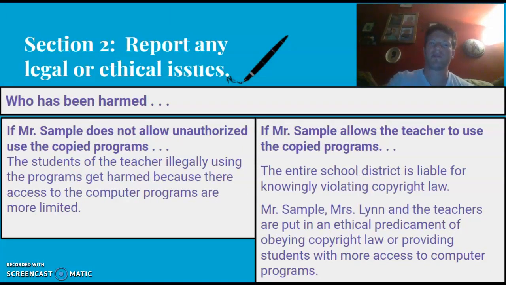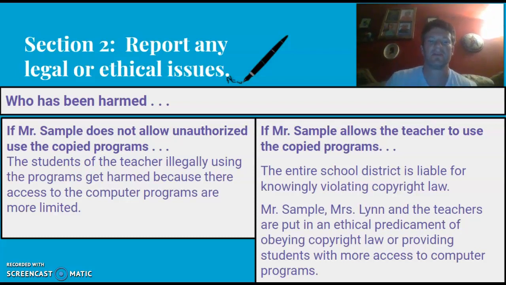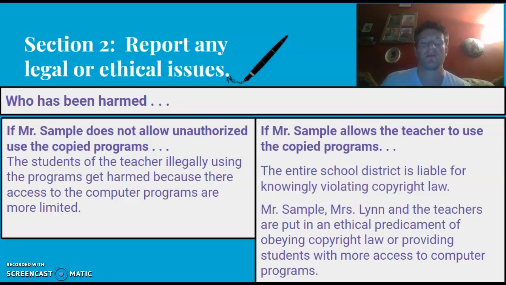So Section 2, report any legal or ethical issues. So who has been harmed? Well, if Mr. Sample does not allow the unauthorized use of the copies, the students of the teachers illegally using the programs get harmed because their access to the computer programs is more limited. If Mr. Sample allows the teachers to use the copied programs, then the entire school district is liable for knowingly violating copyright law. Mr. Sample, Miss Lynn, and the teachers are put into an ethical predicament of obeying copyright law or providing students with more access to computer programs.